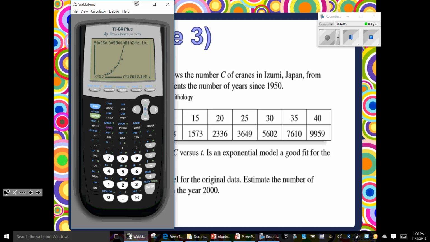Now, how could you put in 2000? It would be okay to put in 2000 if your years were like 1950, 1955, if you're going to use that and use your window. But remember, my window only went from 0 to 80, so I didn't include 2000 in 0 to 80. Remember how I said it had to include your prediction? So around 35,653 cranes would be in the year 2000.